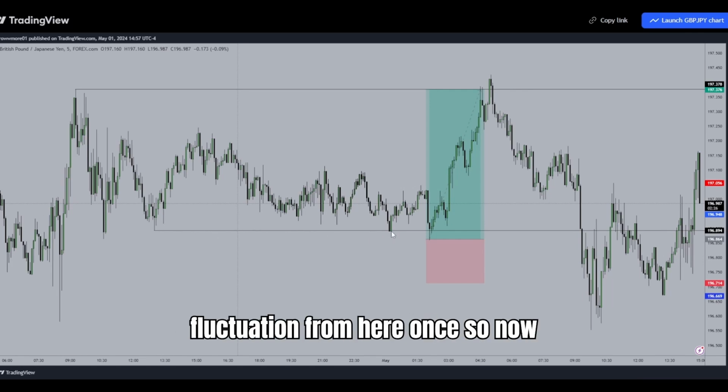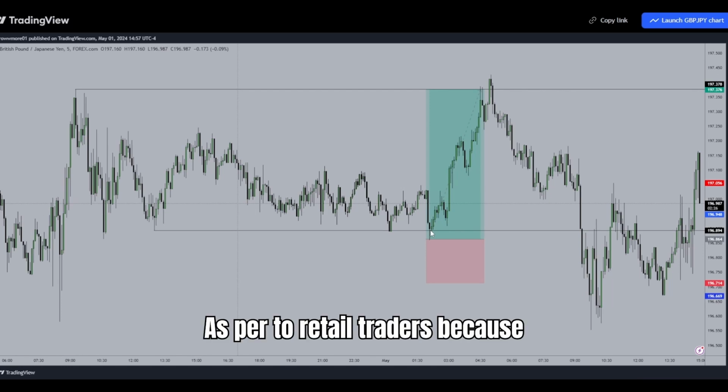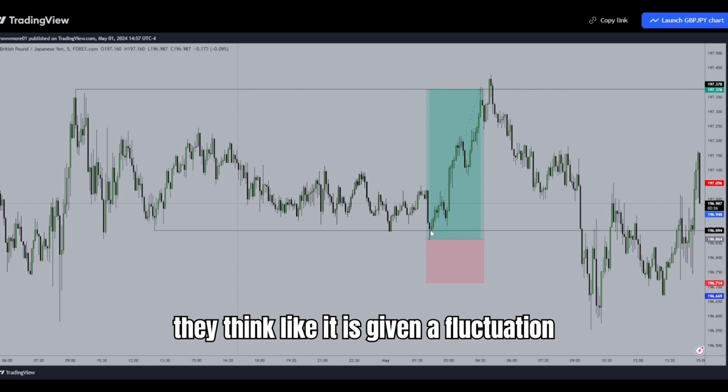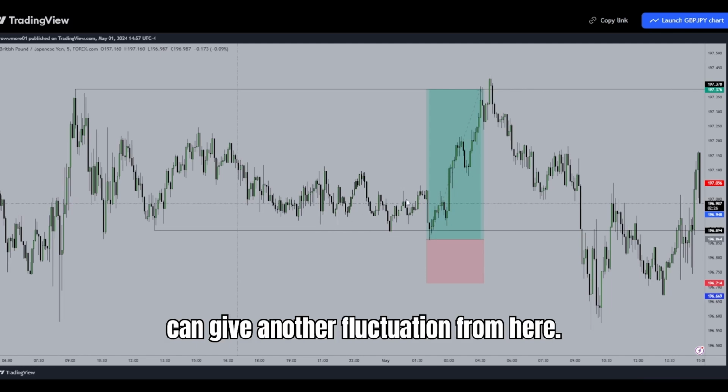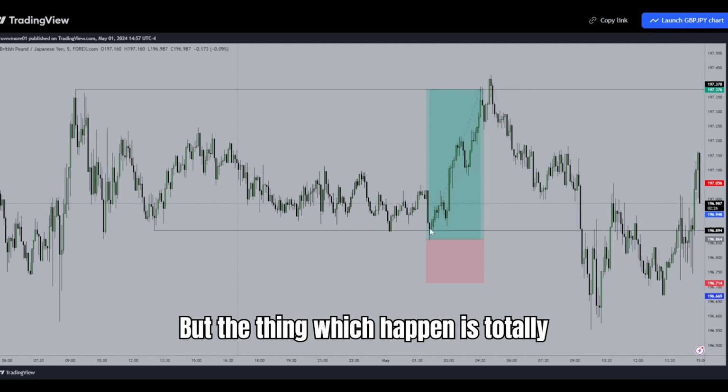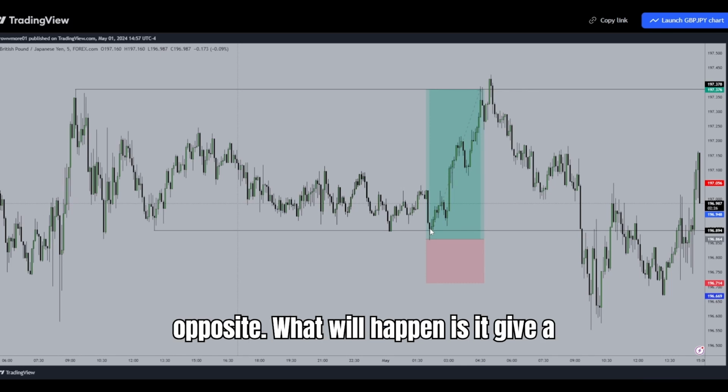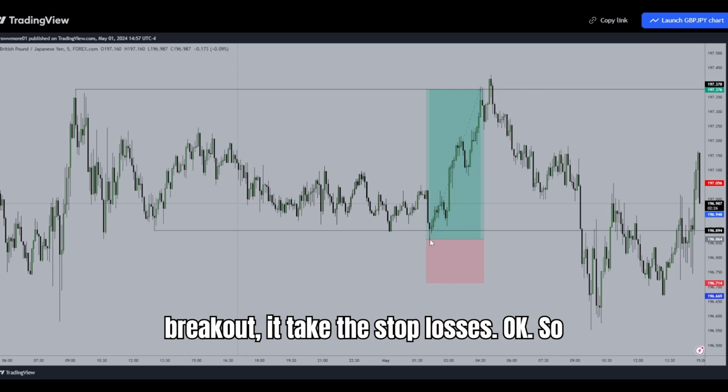Price gave a fluctuation from here once, so now price can give another fluctuation, as per retail traders, because they think it has given a fluctuation from here, from here, from here, so it can give another fluctuation from here. But what happened is totally opposite. It gave a breakout and took the stop losses.